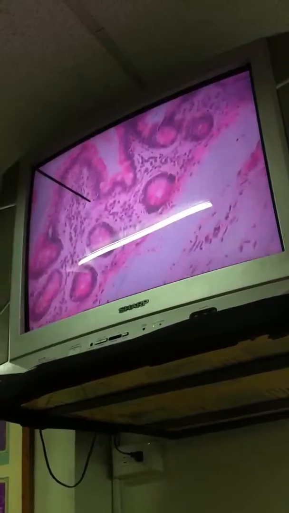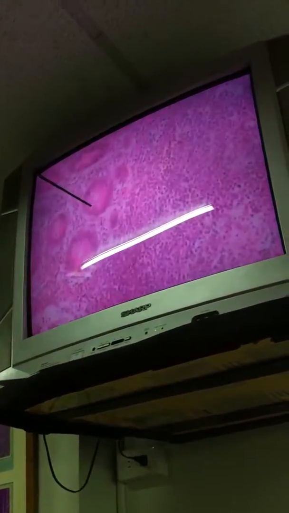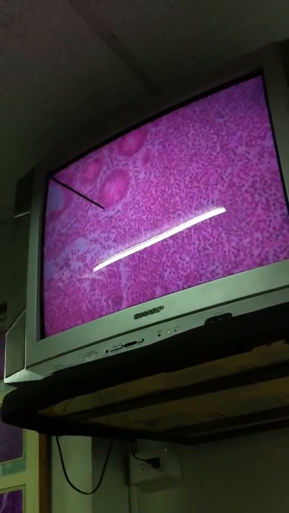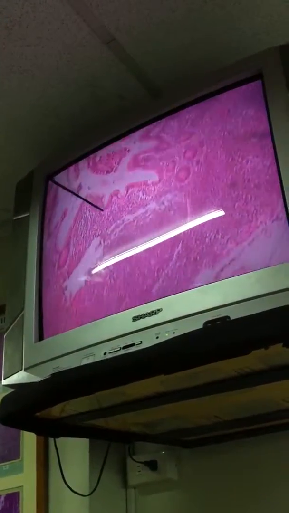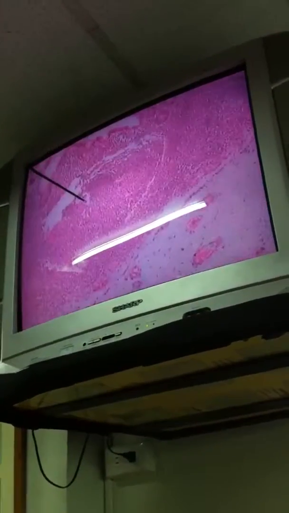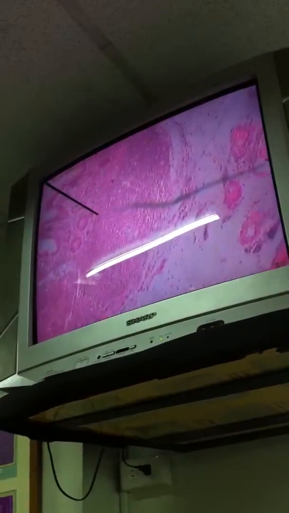And if you move further around, you will see that there are certain areas wherein you have aggregates of several lymphatic nodules, like this one. I'll shift to low power for you to see the whole picture. So can you see this? These are aggregates of lymphatic nodules.